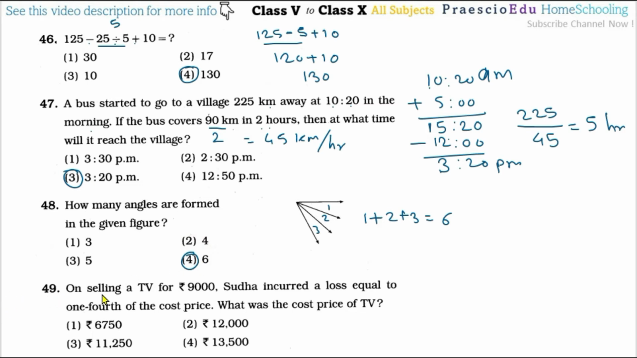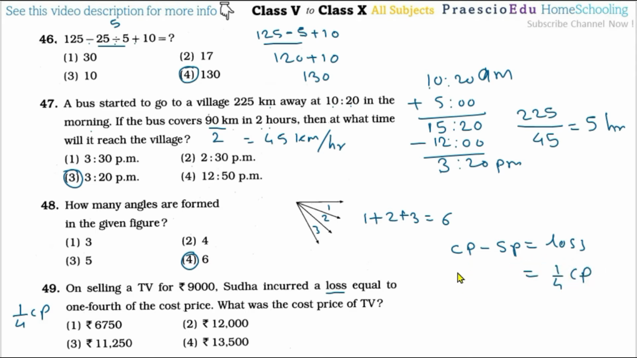Then question number 49. On selling a TV for 9,000, Sudha incurred a loss equal to 1/4 of the cost price. What was the cost price of the TV? So 1/4 of the cost price is the loss. We know loss means cost price minus selling price. But the loss is also given in terms of the cost price, so we can say loss means 1/4 of the CP.